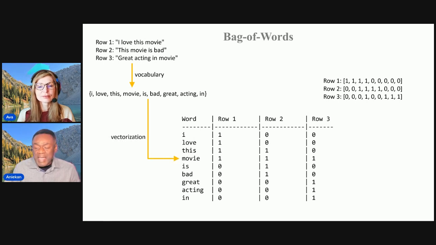Then the bag of words vectors are created for each sentence by counting word occurrences. Right? So we take it through the vectorization step, and then the resulting vectors would be this. So Ava, what do you think? What are some of the things you can notice? What are some of the observations of this process?